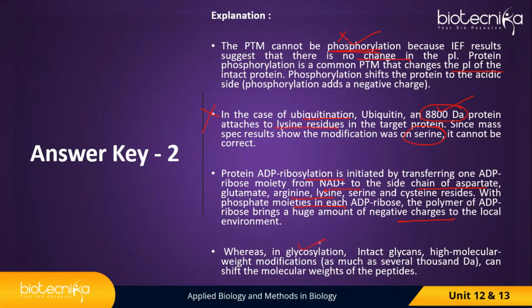And yes, glycosylation. Intact glycans, a high molecular weight modification, will be added. And as I told you, O-linked glycosylation occurs on serine or threonine. SDS-PAGE tells us that the protein moves slowly, which means it has a high molecular weight, and the modification was on serine. So this also confirms the answer. Therefore, the answer is option 2. Clear to everyone? So you have to go through all the techniques.